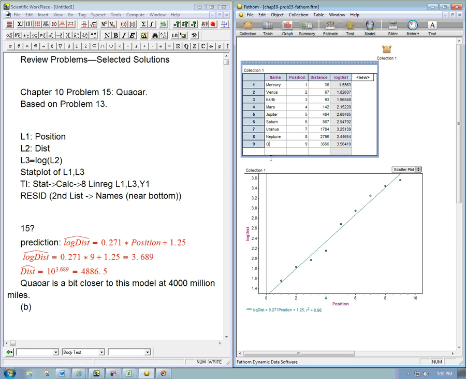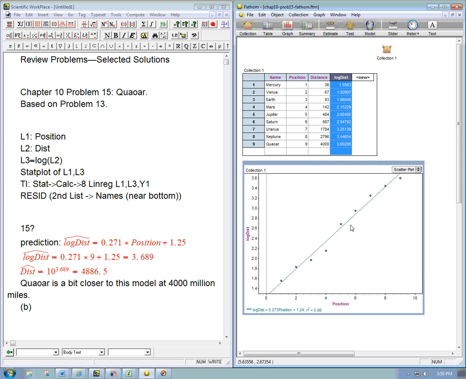So now we're going to just completely delete Pluto and say it really doesn't count as a planet. We're going to put that in as 9. And we're going to put in Quaoar. Okay, and then it has a little bit of a different log dist. Okay, now we're going to redo the least squares. So Fathom is nice because it automatically updates it.